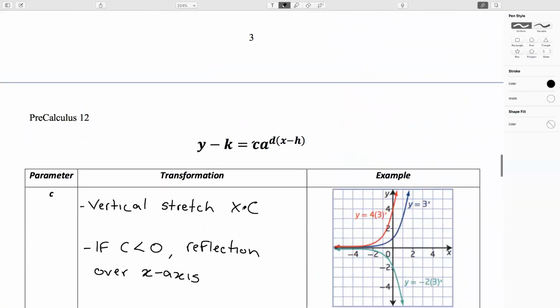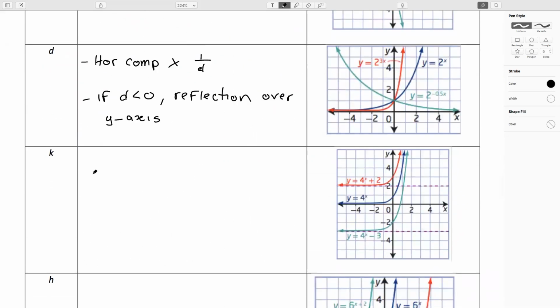K, we'll go back up here. K is the variable being subtracted from y. So what that means is you will see a vertical translation. Whatever you have for K is going to tell you how many units up that this has been shifted. K could also be on the other side, and it could be just a number being added to the end of our function. And just like every other function we've done, that's a vertical translation. So K is a vertical translation.